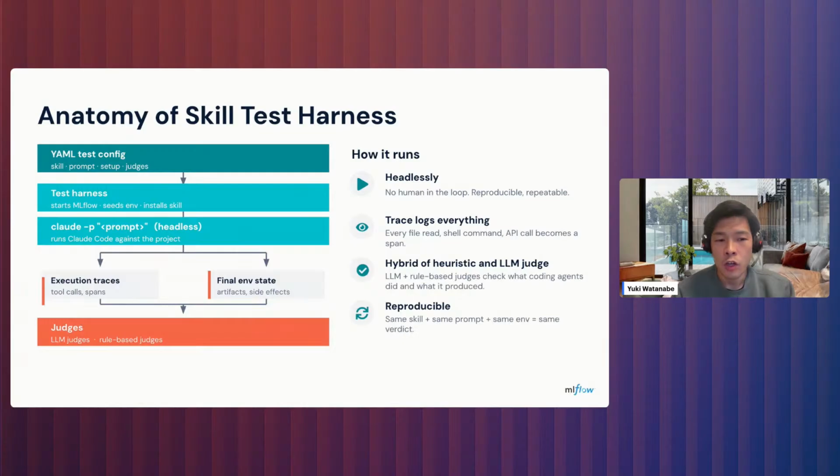And also, as I said, we build a judge, and we use a hybrid of rule-based judge and LLM judge. And yeah, with this combination of test harness, headless mode, and LLM judge, what we get eventually is that the skill, prompt, and environment set will produce a very reproducible result. So now we can rely on that to test our skills' reliability or performance.